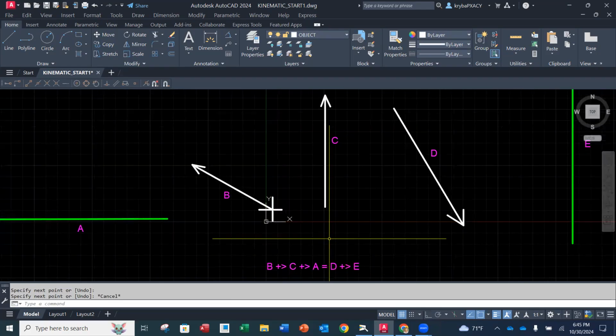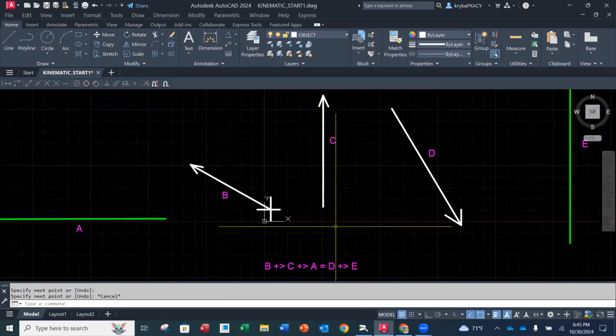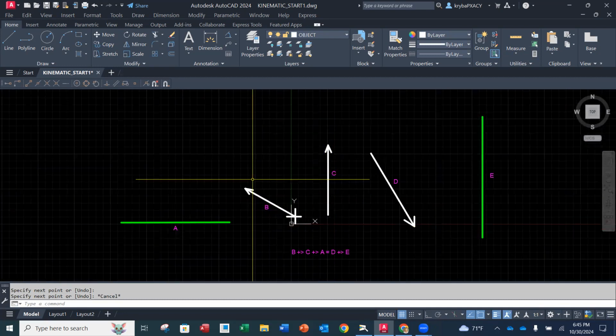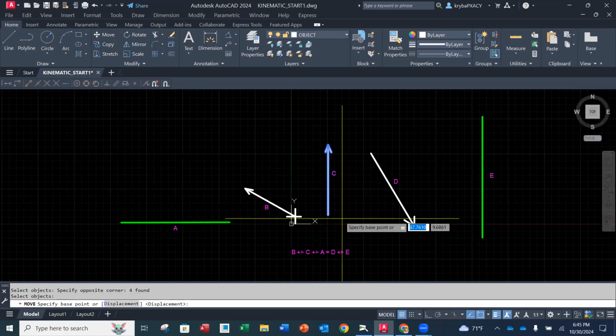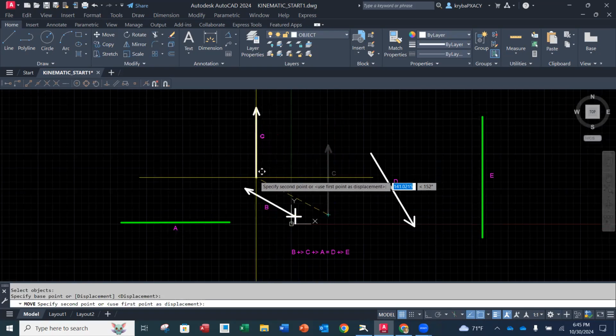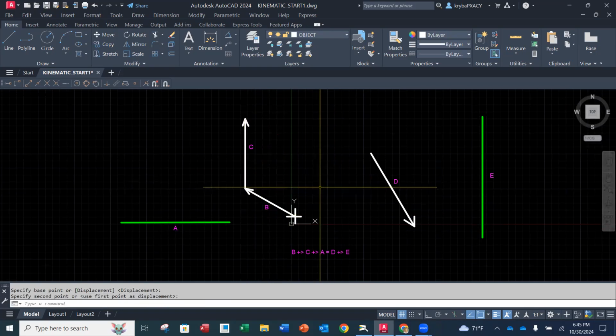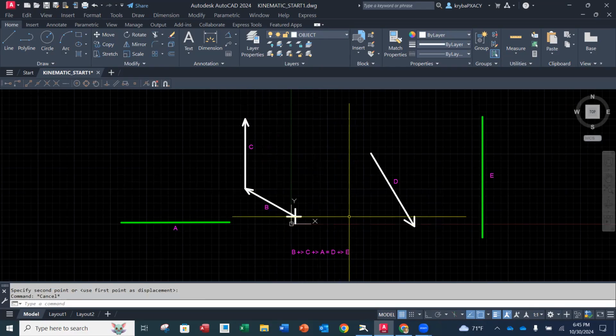So I've got B in place. Then I'm going to add C to it. So I'm going to move C. I'm going to use its tail, and I'm going to put it at the tip of B. Okay.